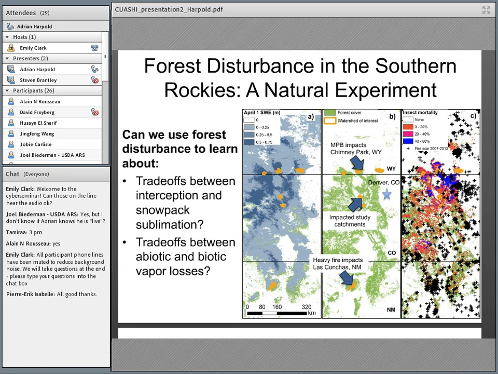So in the right-hand panel, the colors are insect disturbance, and the black crosses are fires over a relatively short period of time. This is only really going back to, say, 2007. So there's a lot of opportunity to look at these effects, but there are also a lot of societally relevant questions for places like the Front Range of Colorado and northern New Mexico, in terms of future water resources impacts.